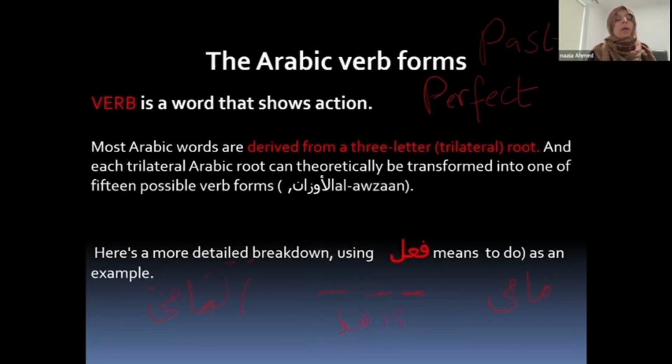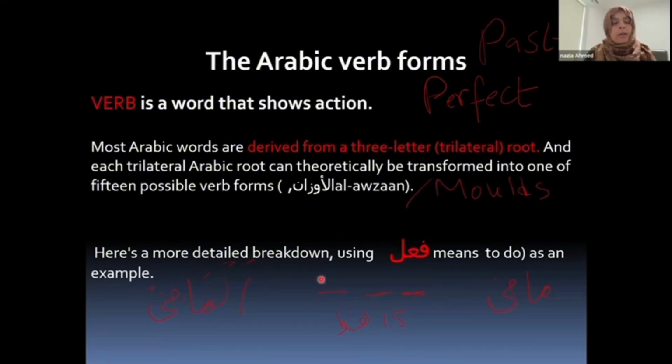Let's start. Bismillah. The Arabic verb forms. Verb is a word that shows action. Most Arabic words are derived from a three-letter root, and you all know the root letters now, okay? So every word has root letters. In the same way, most verbs are derived from a three-letter root. 98% of words, I would say 97%, are derived from root letters. And each trilateral Arabic root can theoretically be transformed into one of the 15 possible verb forms, which you're going to do today, which we call awzan, and I call it molds.